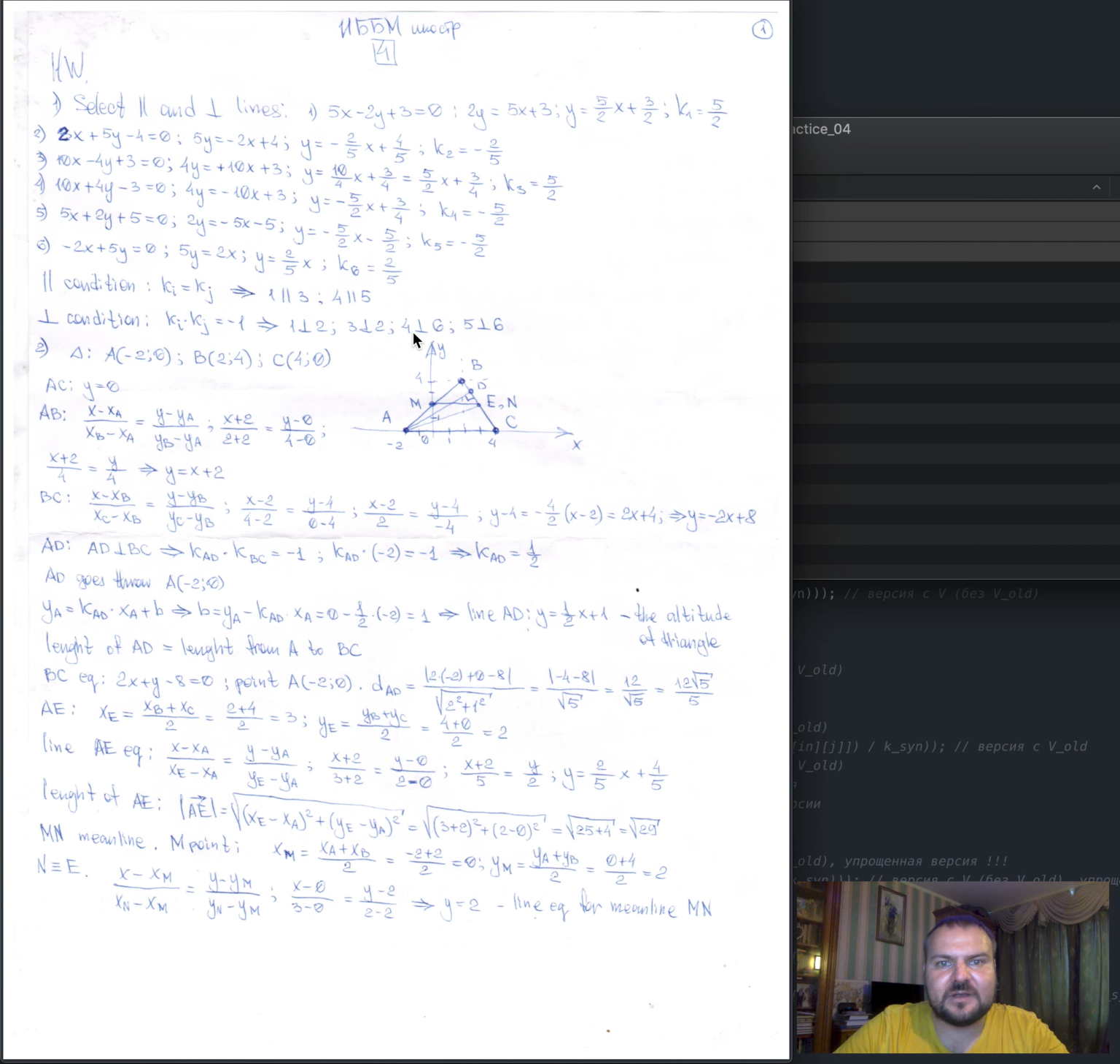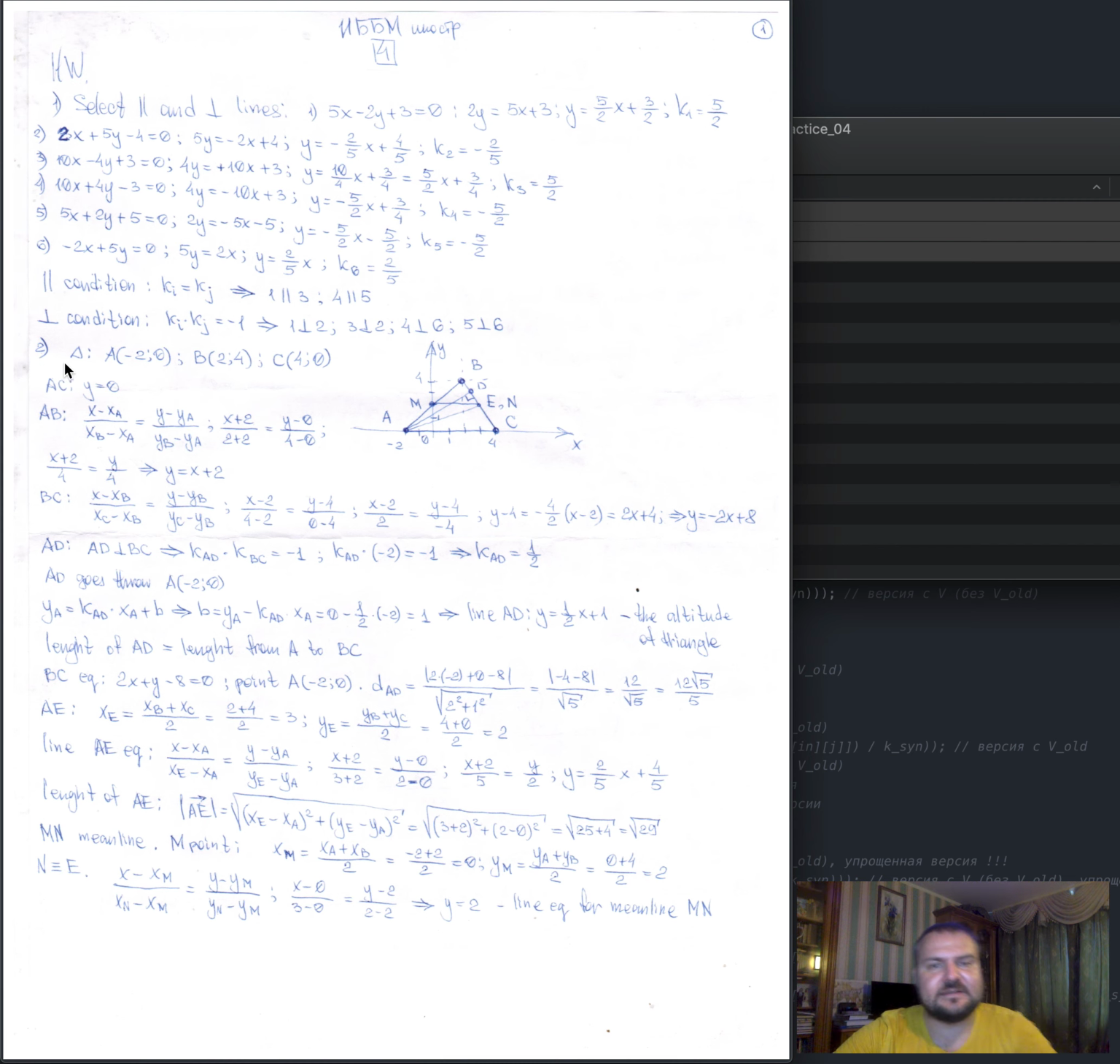The same for the fourth and 6th: minus 5 by 2 multiplied by 2 by 5 gives minus 1, of course. And the 5th and 6th: minus 5 by 2 multiplied by 2 by 5 will, in this case, also give minus 1. And so that is all about the perpendicular and parallel lines.